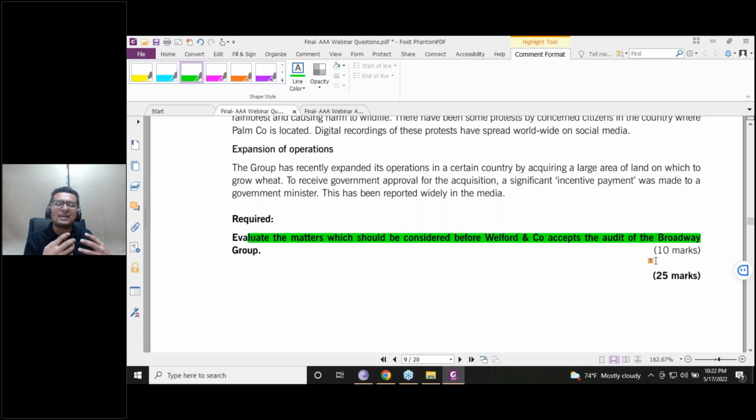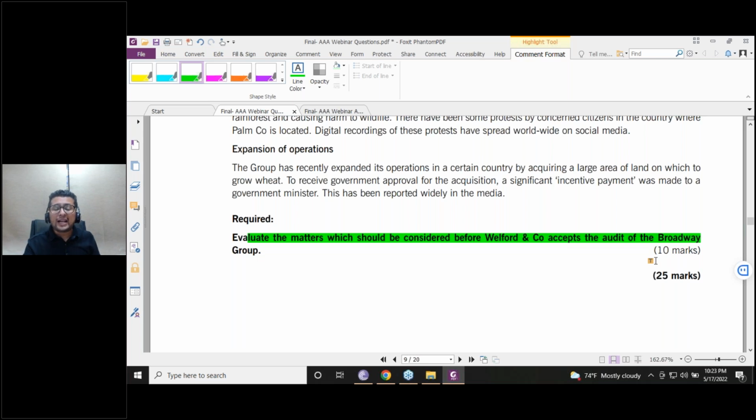Now, this is something relevant to even AA. This is very, very much relevant to AAA. This is what we call practice management. Before accepting an audit client, there are certain things which we need to evaluate. What are those things? There is a mnemonic called triple P, triple R, IMMF: preconditions for an audit, professional clearance, professional competence, resources, risk, integrity of the management, all those factors.